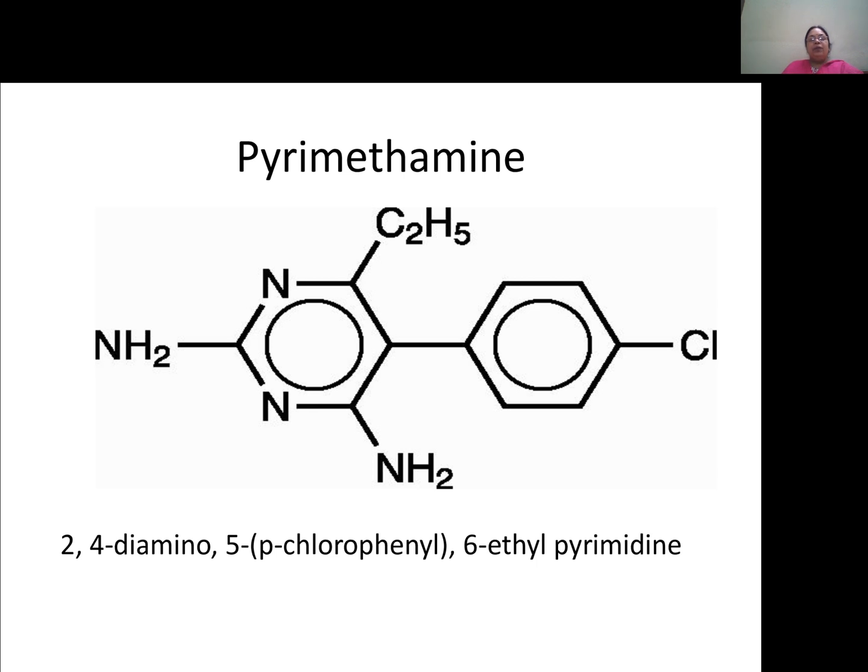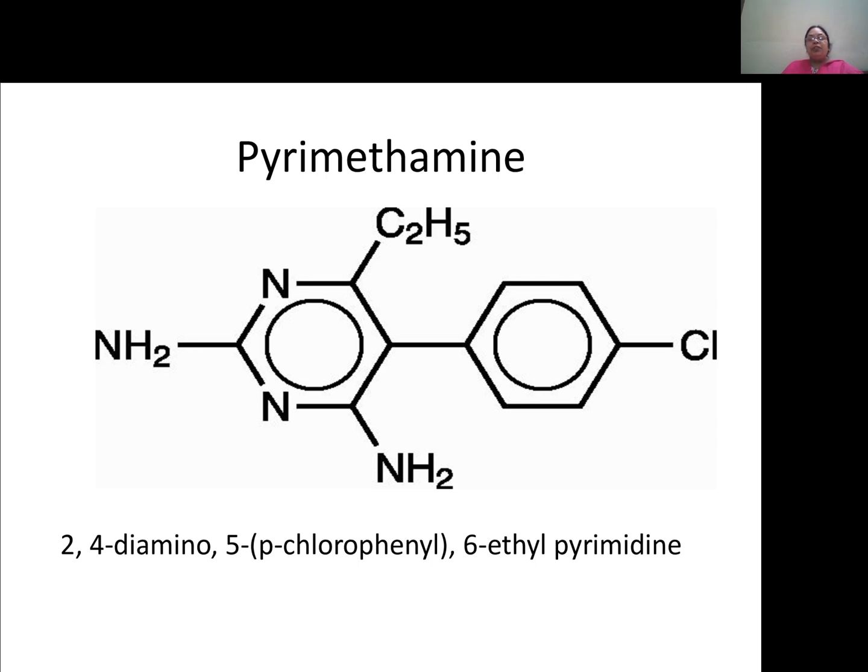Now here you can see this is the pyrimidine nucleus, and here at the 2 position, this is an amino group. Counting 1, 2, 3, 4, this is at the 4th position, another amino group. Therefore, we will write as 2, 4. Since there are 2 amino groups, it will be written as 2, 4 diamino. Then this is the 5th position.